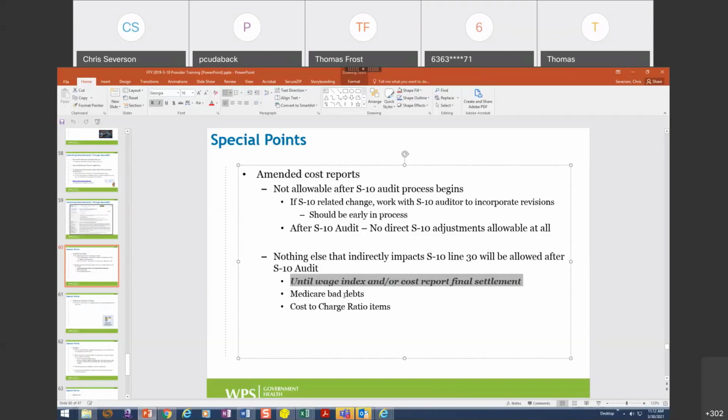So in that situation, we can allow the DSH Medicaid day revisions, a formal amendment for that, because those don't impact line 30. That's the key thing there. Anything that impacts line 30 will have to be rejected.